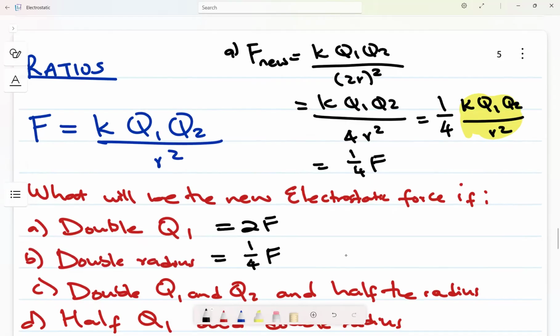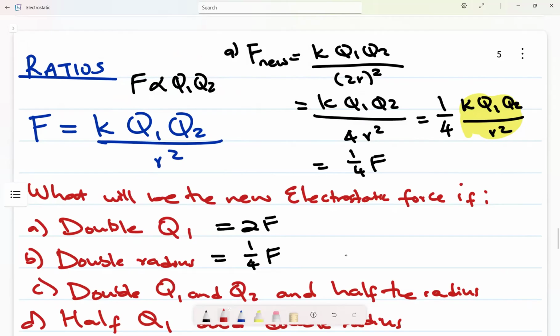Let me just stop here. Can you see that if I increase the charges by whatever factor, the force is increasing? But if I double the radius, what will happen? The force decreases. Now I want you to take note of this. The force is directly proportional to the charges Q1 and Q2. If you double Q1, you double F. If you double Q2, you also double F. But if you double both of them, it will be 2 multiplied by 2. This will be 4 times.